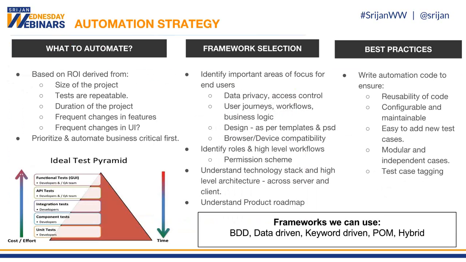So these are a few parameters. Now I will try to cover a few parameters in this slide. On the basis of these parameters, we can try to decide whether we should jump into automation, and how much automation we should do for this project. So what to automate, based on the ROI derived from the size of the project.